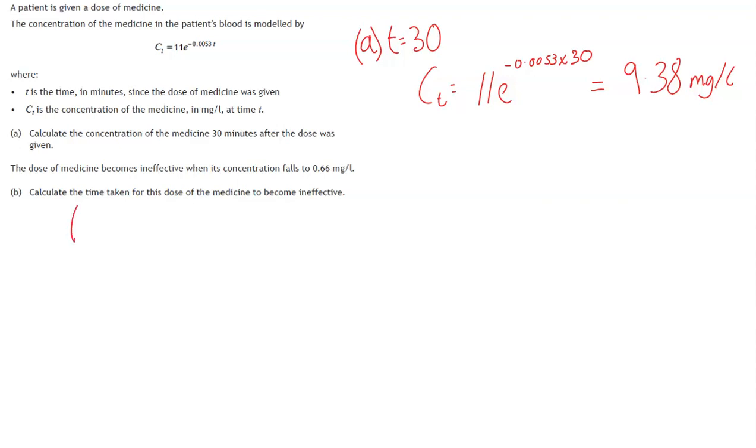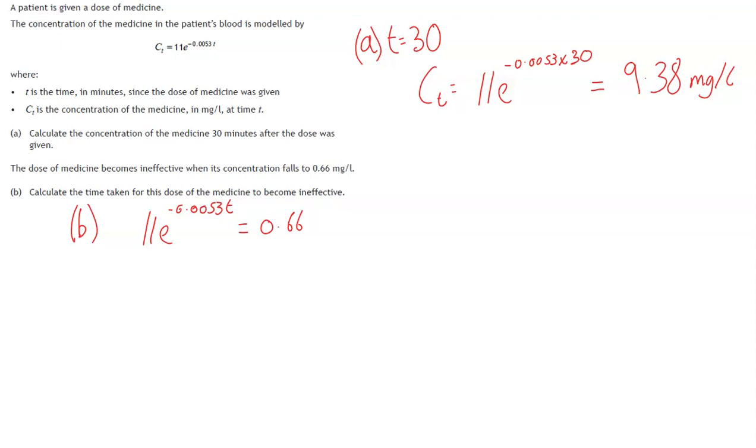Now part B is telling us that it becomes ineffective when its concentration falls to 0.66 milligrams per litre. It wants the time taken for the dose of medicine to become ineffective. So what this basically means is it's telling me it wants to know when 11 e to the negative 0.0053 t equals 0.66. So what I have to do is start to solve this equation here.